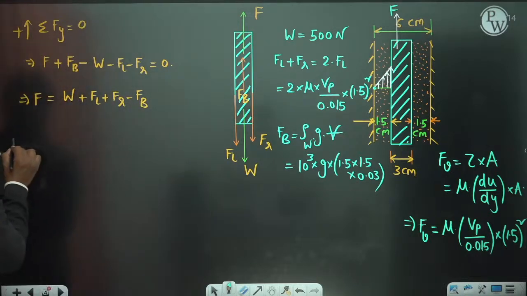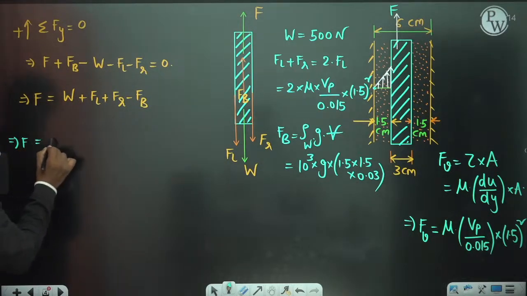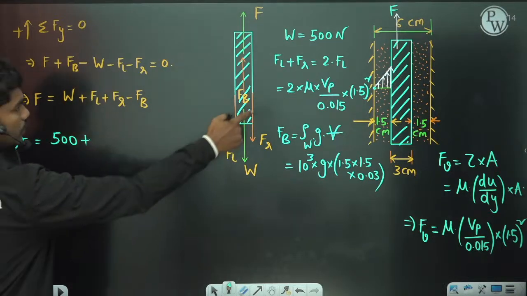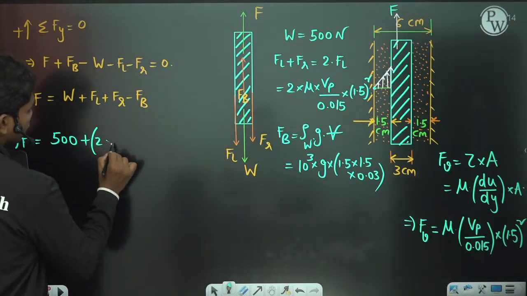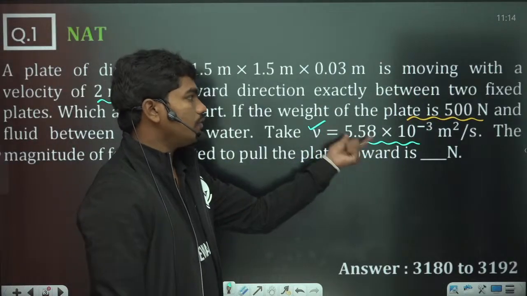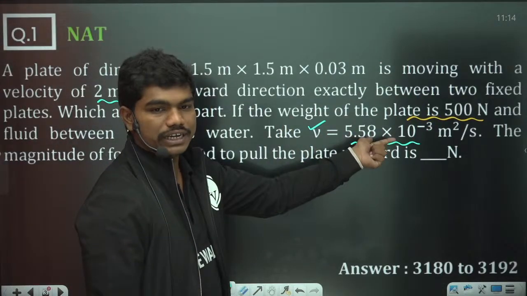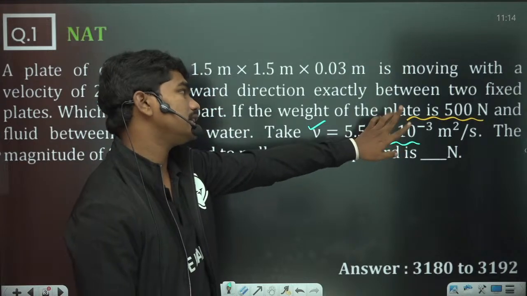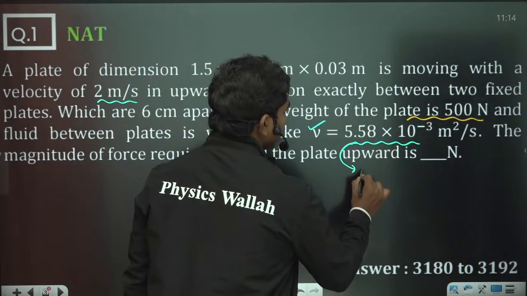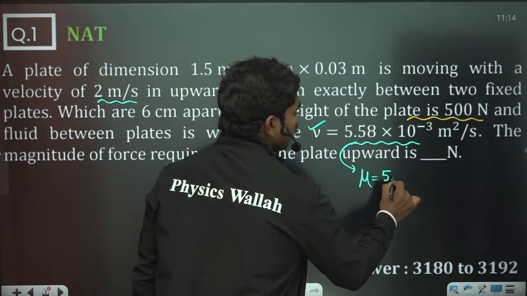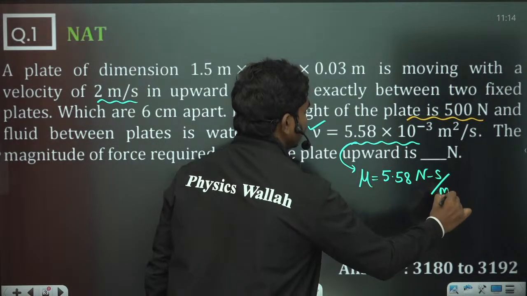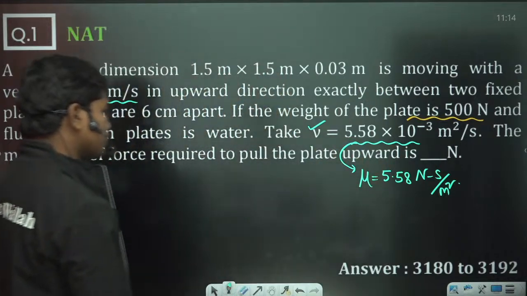So F is equal to 500 newtons plus 2 times FL, which is this value, 2 times mu. How do you calculate the dynamic viscosity? Kinematic viscosity is given, the fluid is water, so kinematic viscosity into 10 cube, then the 10 power minus 3 gets cancelled, and you have the dynamic viscosity. So your dynamic viscosity value is equal to 5.58 Newton second per meter square. Okay, so 5.58 Newton second per meter square.